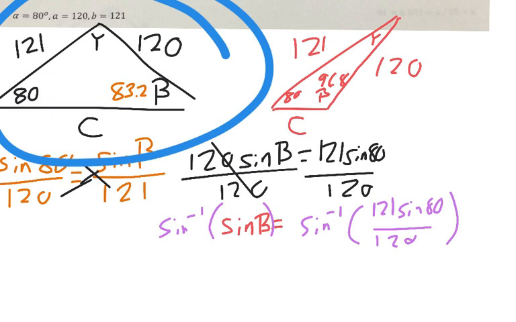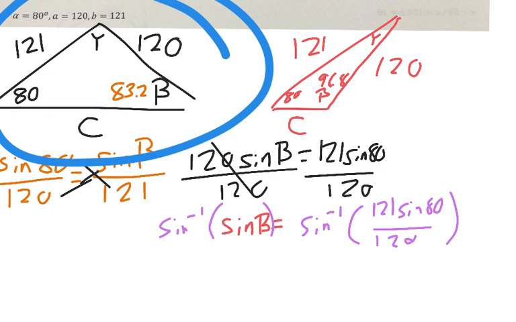So that leaves me with sine of, what's the one I was given? Sine of 80 over 120 equals sine of 3.2 over C. And it's the same process. Cross multiply. C sine 80 equals 120 sine 3.2.